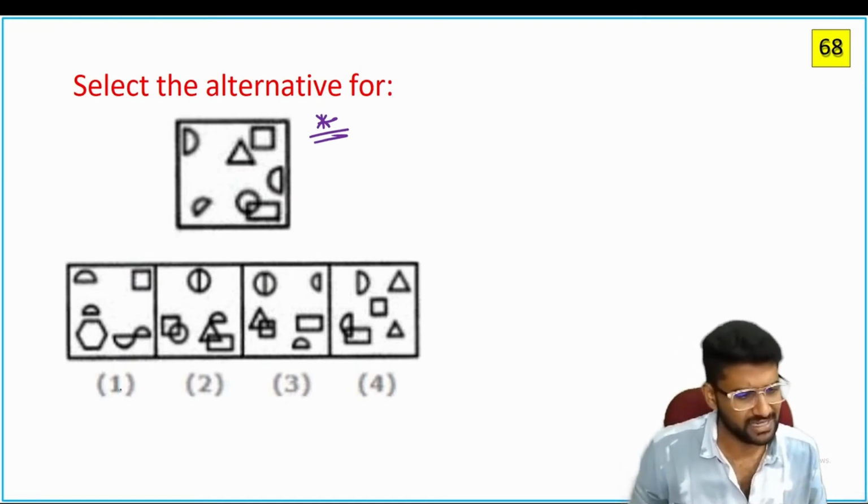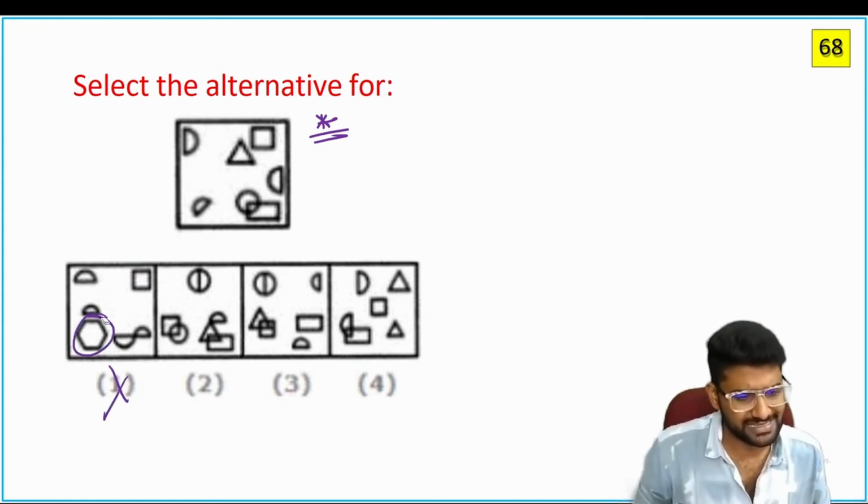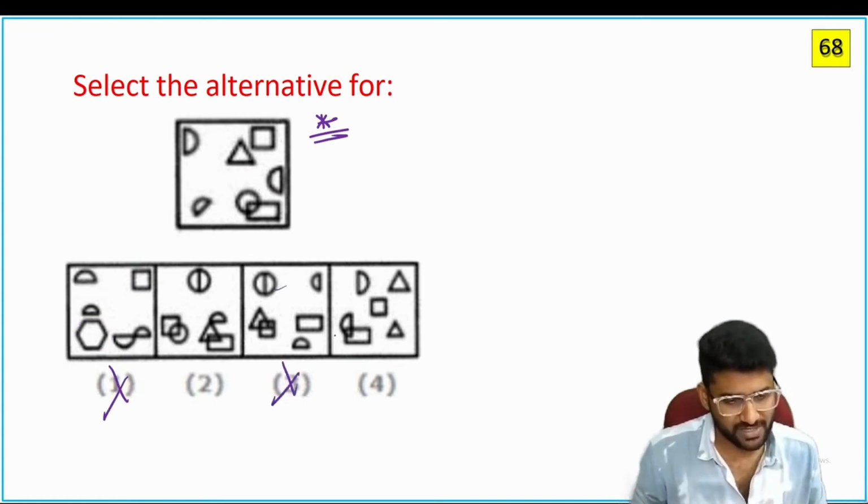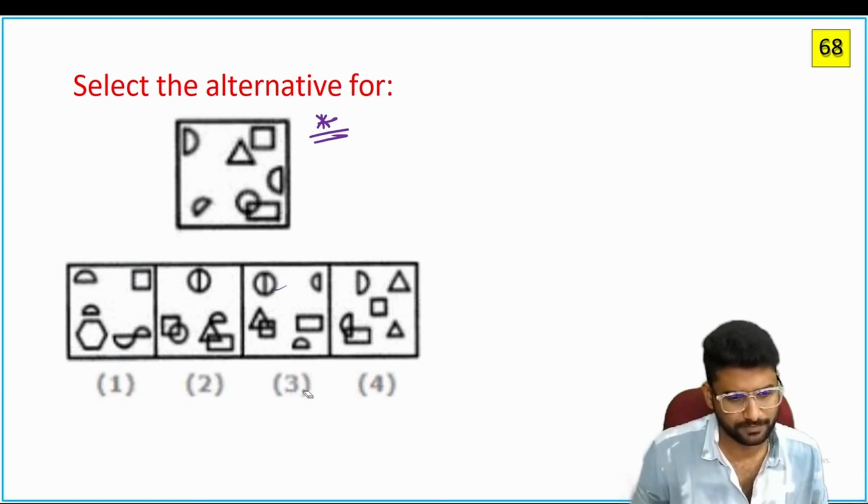So which option is it? Here it is not. Why? Because there's an extra picture here. So move on to the next one. This also has an extra picture. So the suitable answer is 2.